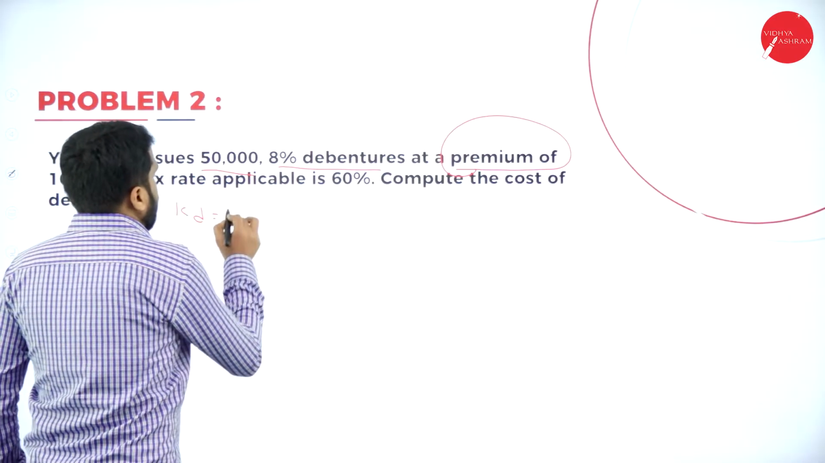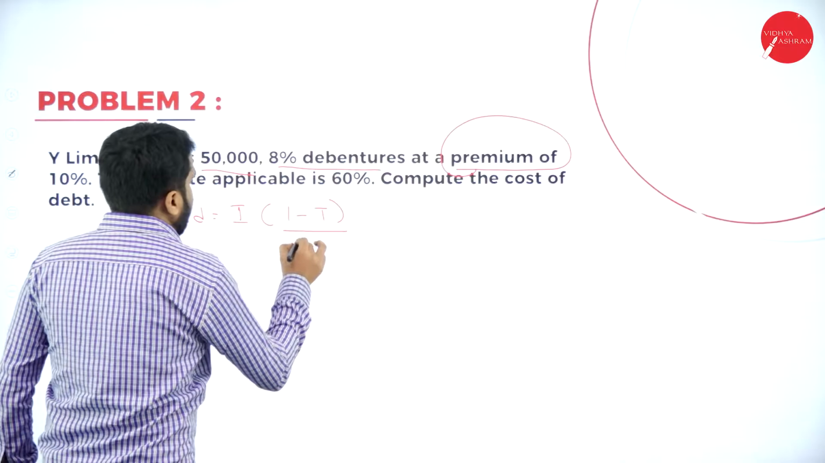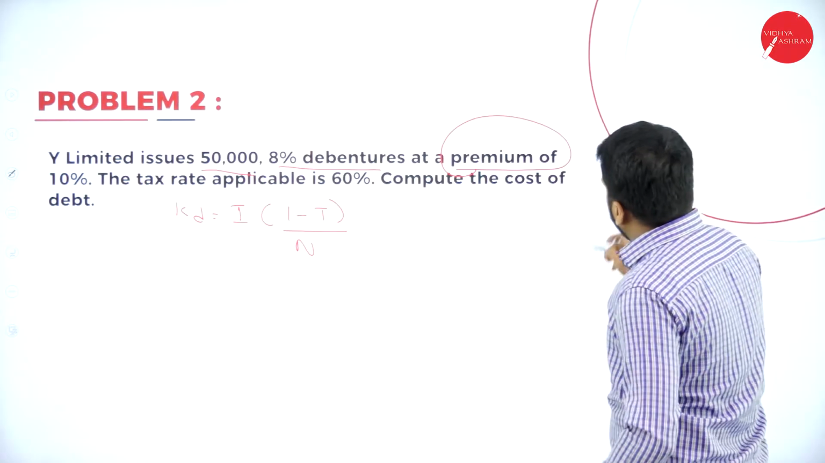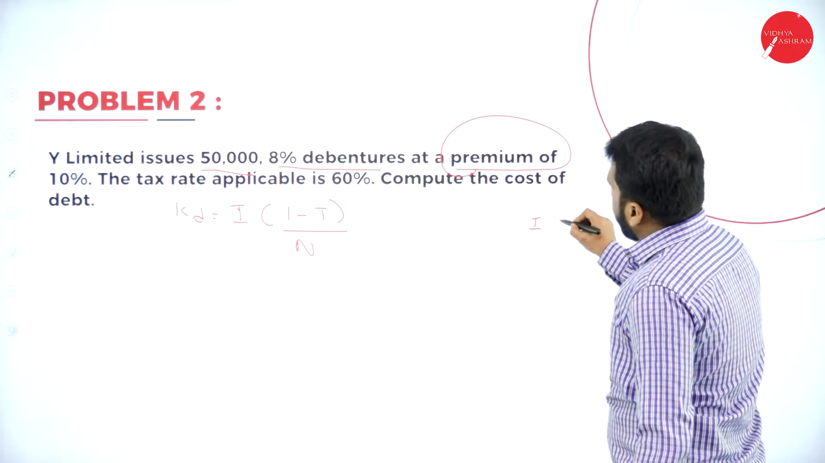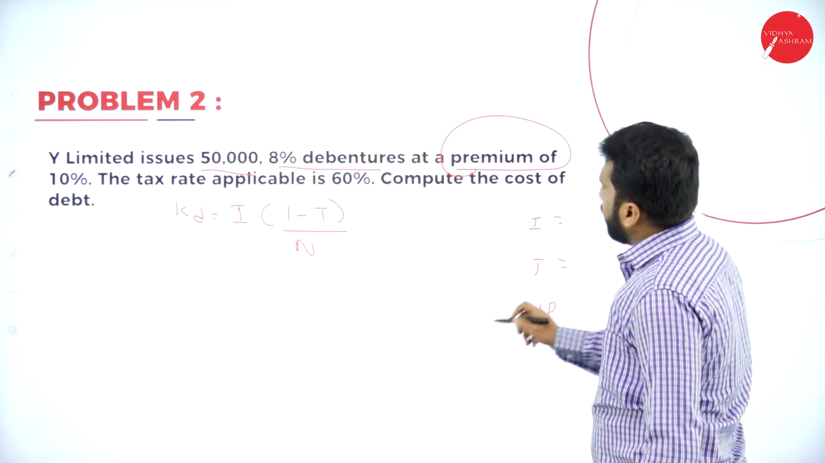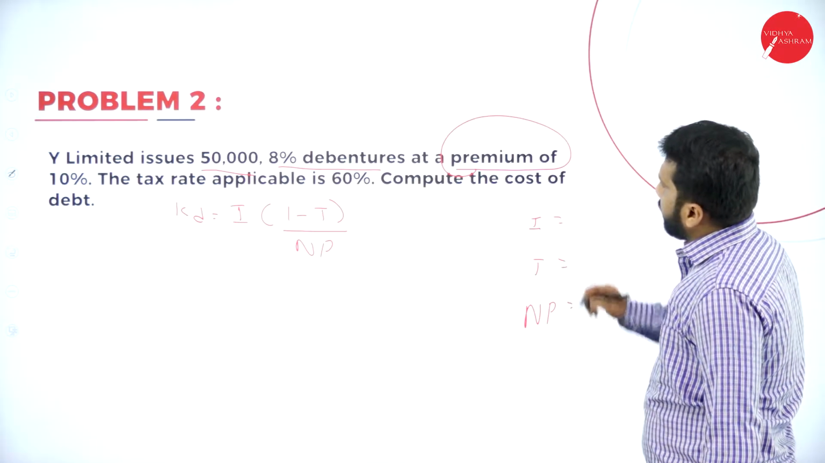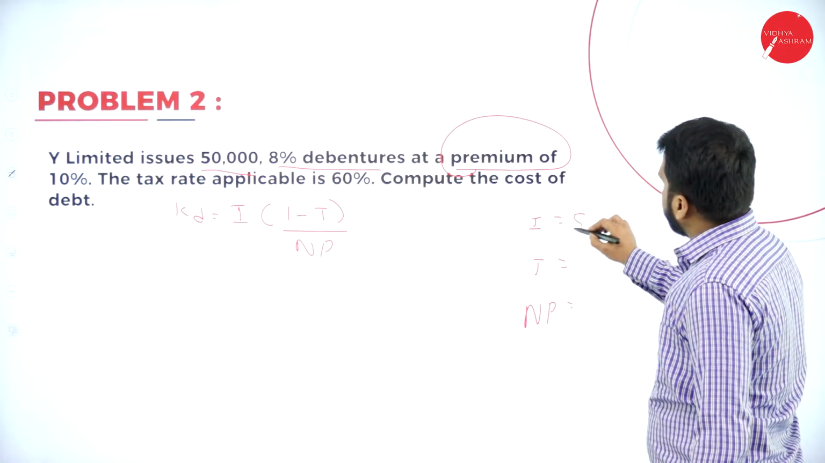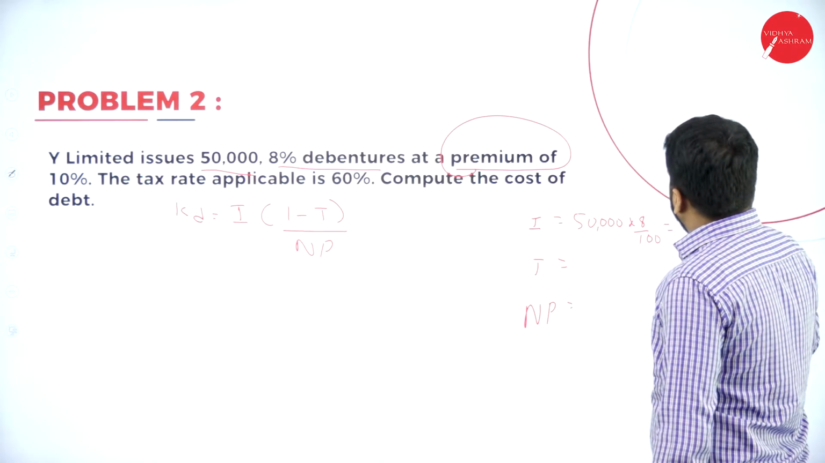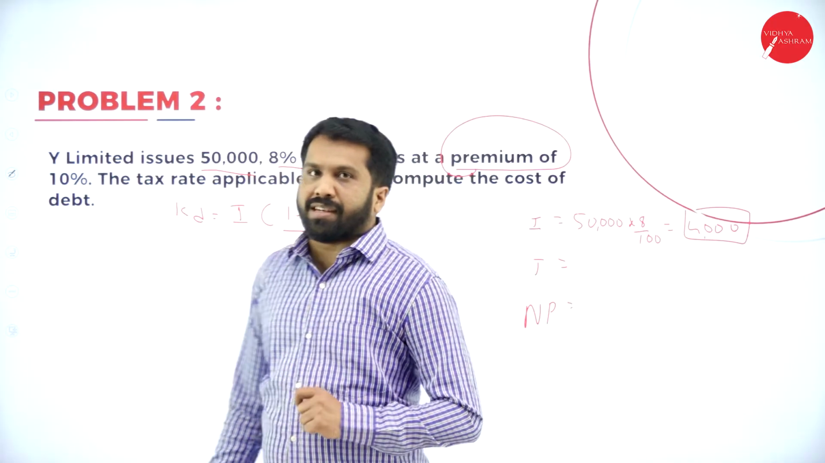Now, in this same thing, write down the formula. Kd is equal to I(1 minus T) divided by NP. We need to find out each and everything. Now, as per this, what is I? What is T? What is NP? We can call it NP, net proceeds. Now, as per this, interest, how much? 50,000 multiplied with 8%, you will get the same value 4,000. So 50,000 into 8%, it is 4,000.